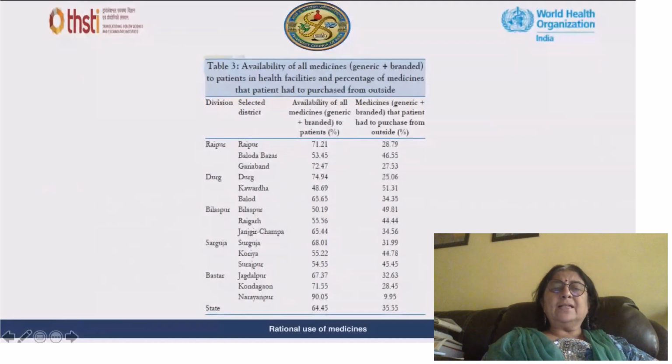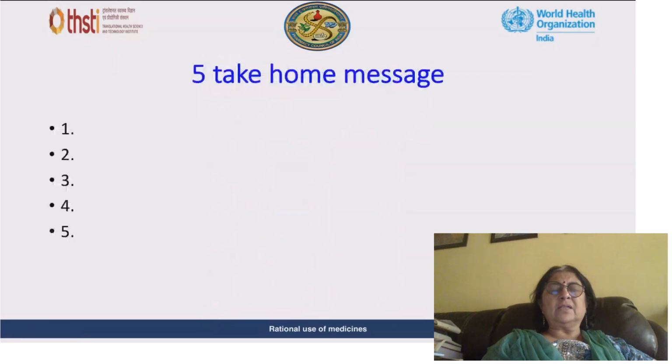Then you look at the list of the availability of medicines, generic and branded, to patients of healthcare facilities. You can see that Raipur has a better availability of all medicines, while patients had to procure 30% of the medicines. But if you look at Bilaspur, only half of the medicines were available to the patients, and half of them they had to buy.